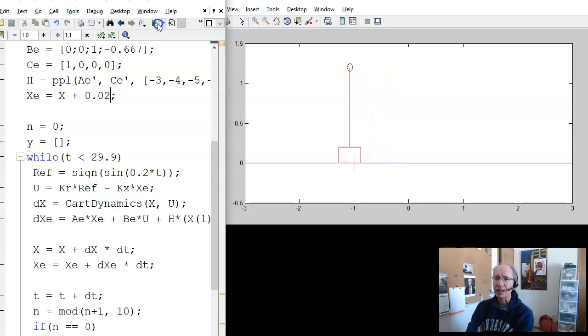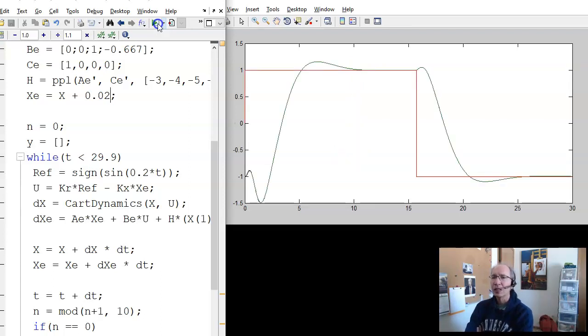But again, you've got to have the right dynamics for the observer. If the dynamics are wrong, your state estimates are wrong. Basically it doesn't work real well. So that is homework set number 8 for 463, full order observers.